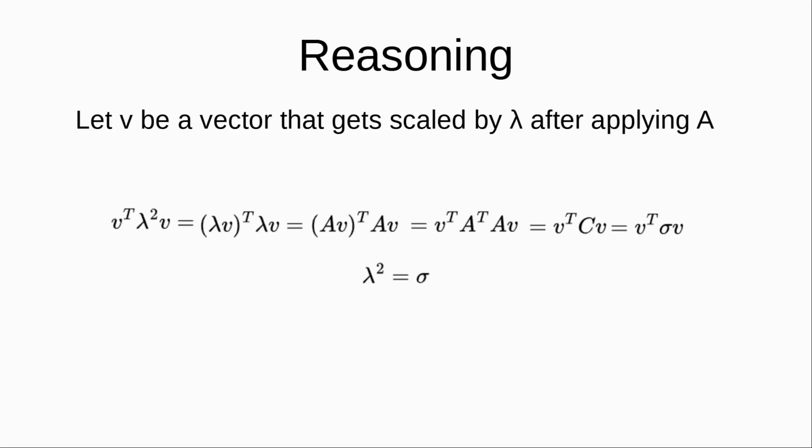And if we take the square root of this expression, we get something that is called the singular value of A. So to sum it all up, the singular value of A is the square root of the eigenvalue of our correlation matrix A transpose A. And that's it. Hooray!